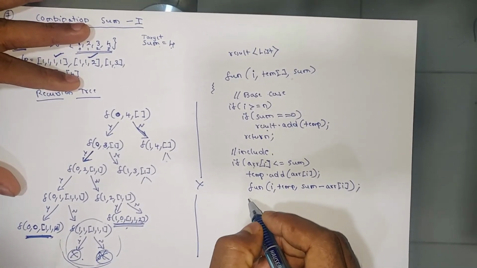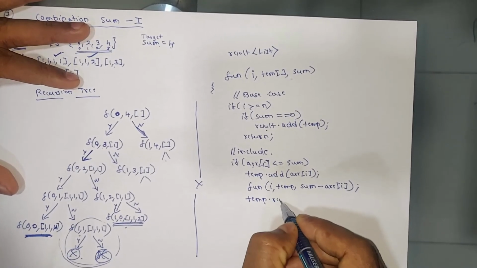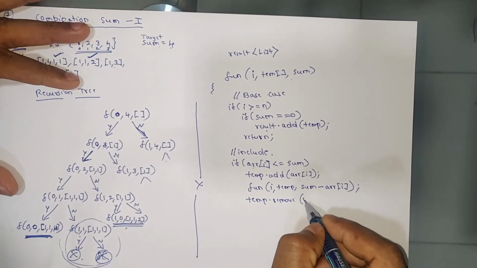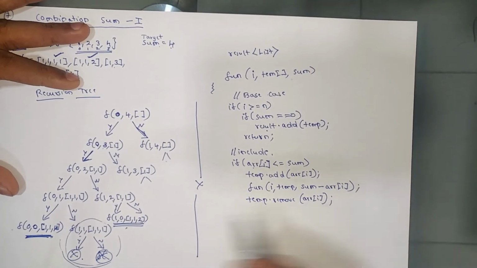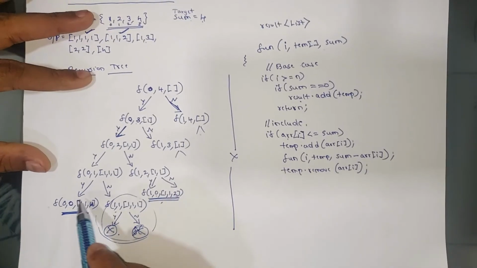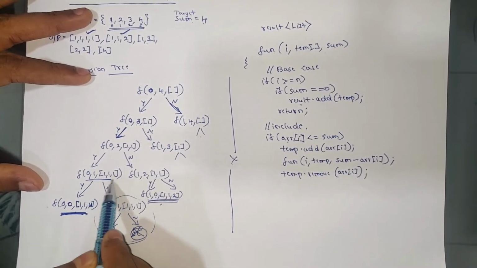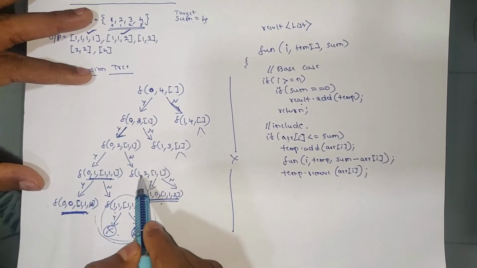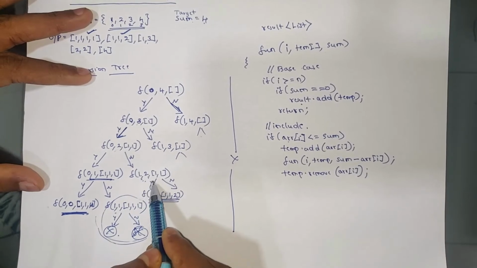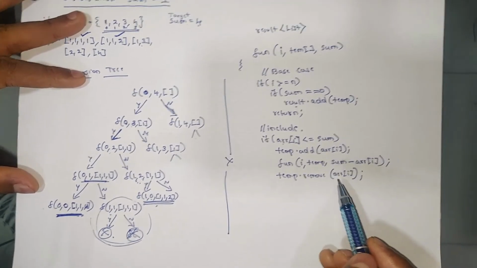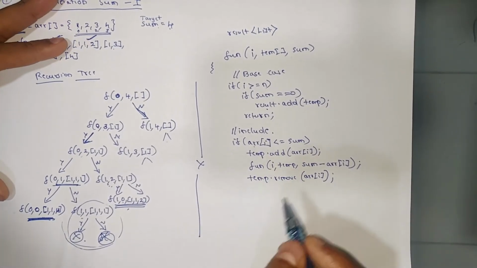What will be the next set of action? We will do the backtracking now. Temp dot remove, the last item we have added. The element that we have added here should be removed here, right? Why is backtracking needed? If you are in this position and you want to move to this function call, how will you do that? You have to backtrack and come here, right? So that is what we are doing here. So this is done for the include part.